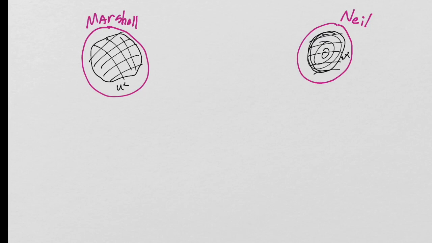Now, we're going to introduce something new. We've got Marshall and Neil, and I'm going to add a mapping from Marshall to Neil, and I'm going to call that mapping phi. I guess in print it would look like that. Now phi can be thought of in two ways, the coordinate-free way or the coordinate-based way, and you've got to be able to use both.